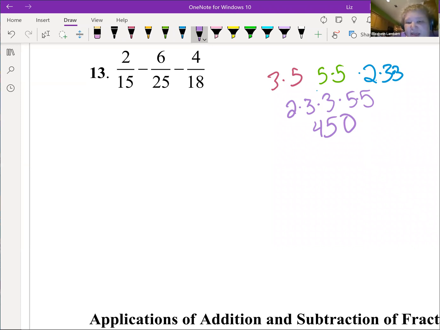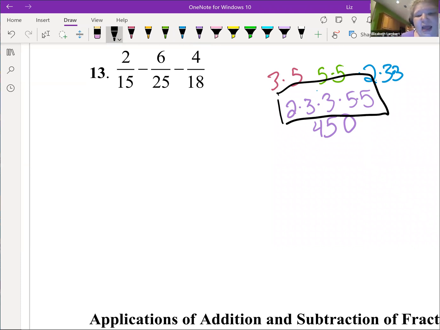Now, we can use this prime factorization to actually help us figure out what we need to multiply by. So over here on my 15, I have a 3 and a 5. So I need to multiply by the other missing pieces. So a 2, a 3, and a 5. 2 times 3 is 6, times 5 is 30. So I need to multiply my first fraction by 30 over 30. So that will become 60 over the ridiculous 450.